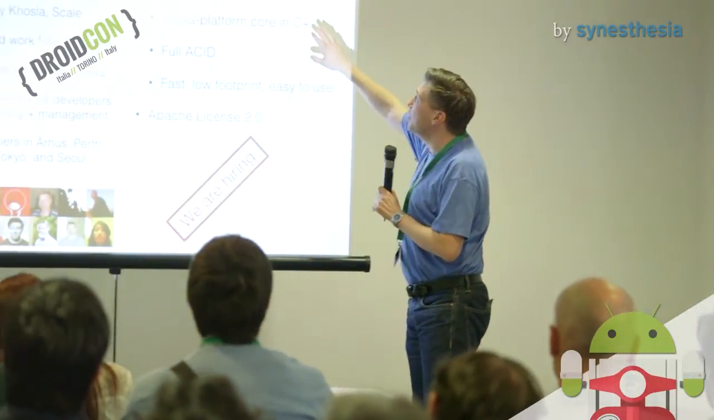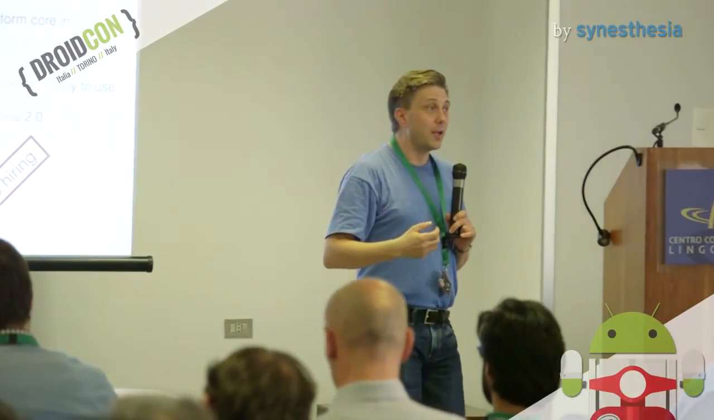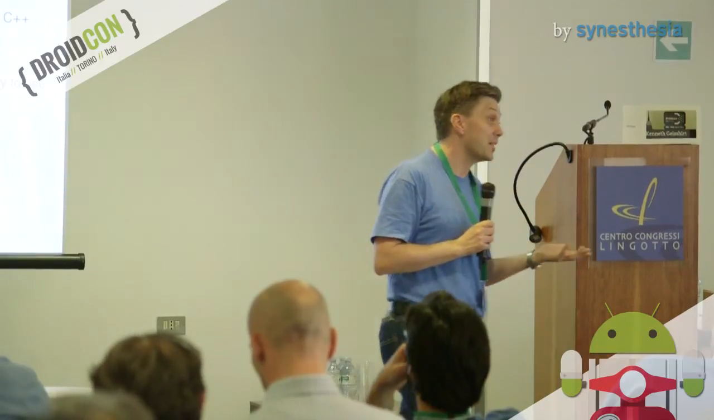Realm is basically a new database. If you look at Android and iOS on the iPhone, they have one thing in common. That is SQLite. They have the same database bundled.